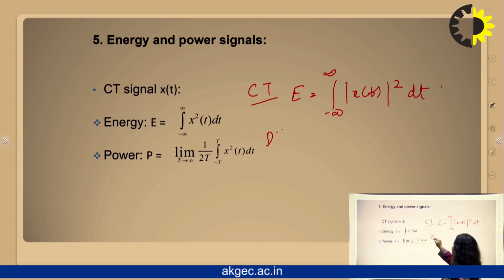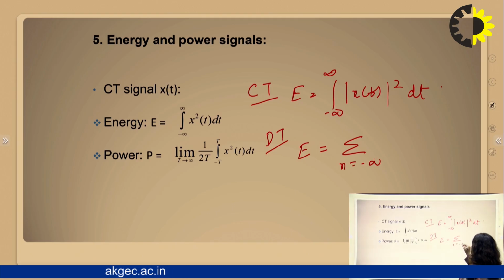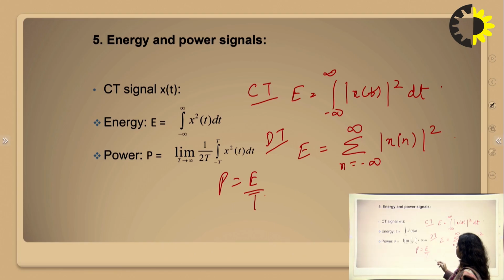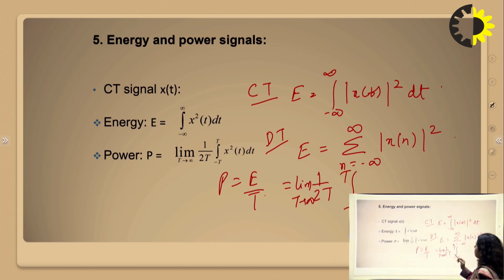In the discrete domain, you can write energy as the summation over n from minus infinity to infinity of mod of x[n] squared. Similarly, power is energy by time, and the power content you can write as limit T tends to infinity of 1 upon 2T, integral from minus T to T, since the total range is 2T, of mod of x(t) squared dt.